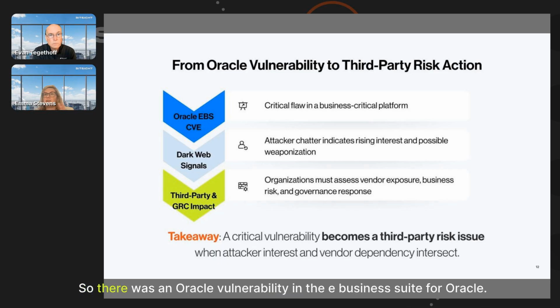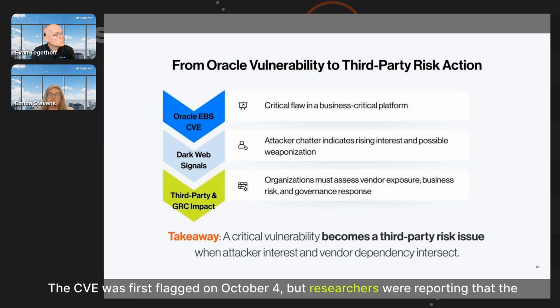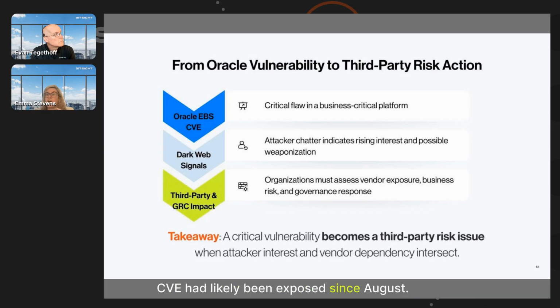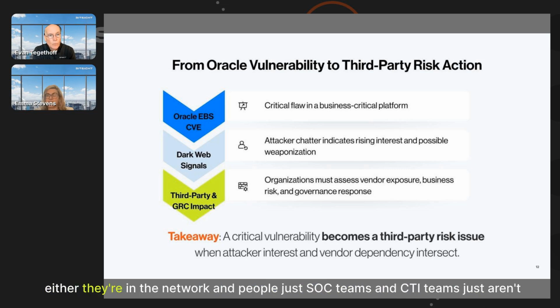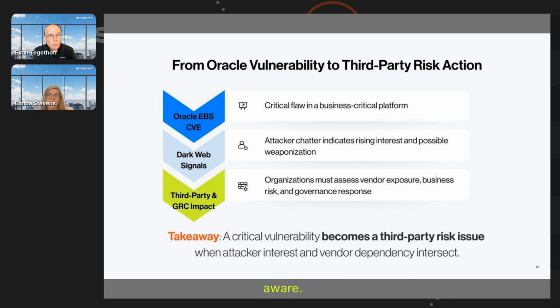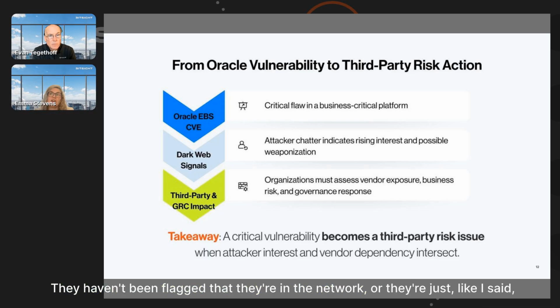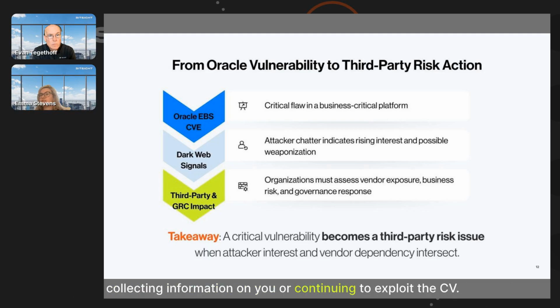Okay, so there was an Oracle vulnerability in the E-Business Suite for Oracle. The CVE was first flagged on October 4th, but researchers were reporting that the CVE had likely been exposed since August. So that's a pretty big time frame where attackers were exploiting the CVE, and either they're in the network and SOC teams and CTI teams just aren't aware, they haven't been flagged that they're in the network, or they're just, like I said, collecting information on you or continuing to exploit the CVE.